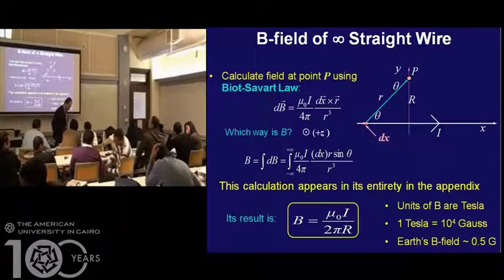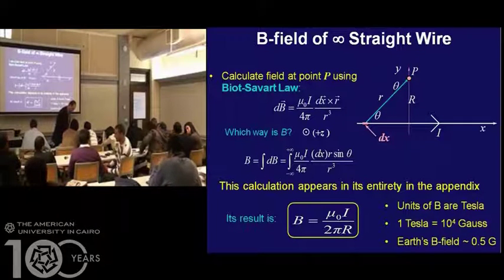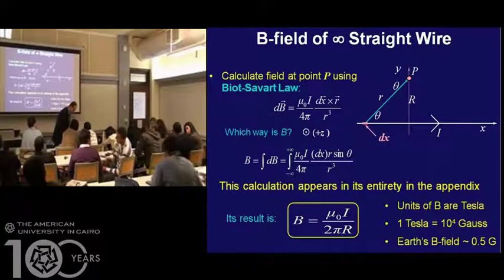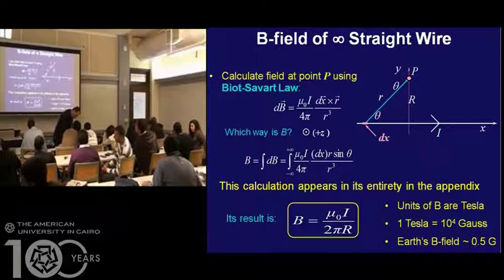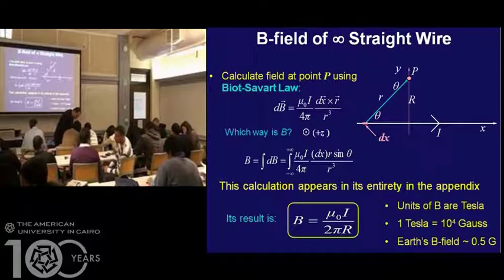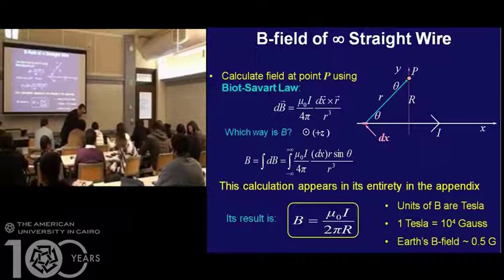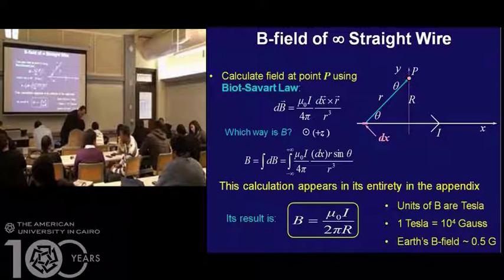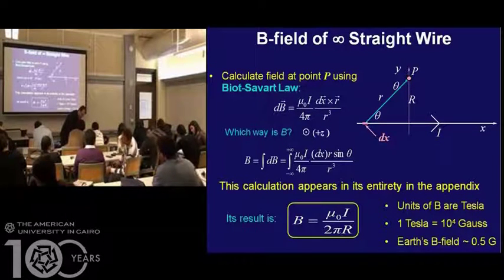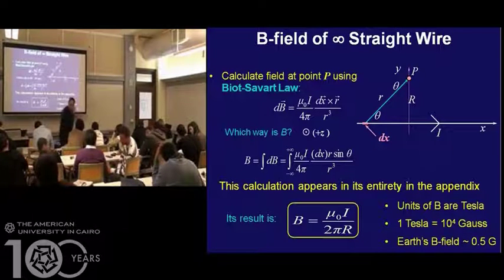Actually, I would prefer that you convert that R and dx into something in terms of theta. I would rather leave sin theta and somehow convert this into an integration over the angle theta. It's going to be much simpler. Trust me.